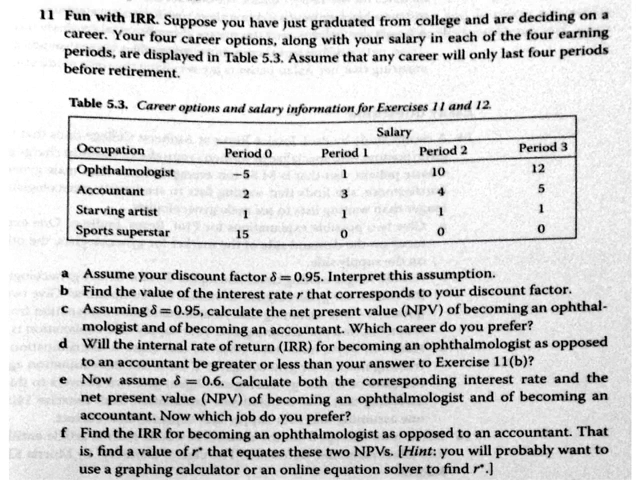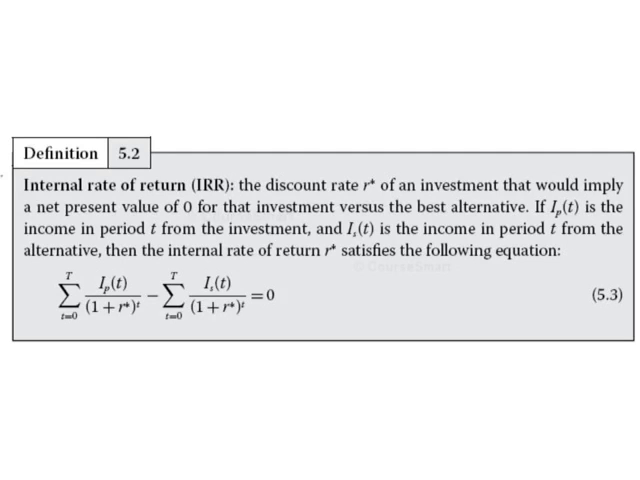Let me just go to the definition that we need. This is straight out of the text. The internal rate of return is going to be the rate of return that makes the rate of return to being an ophthalmologist just equal to the rate of return of being an accountant. And of course, they use physician and surfer in their example in the text.